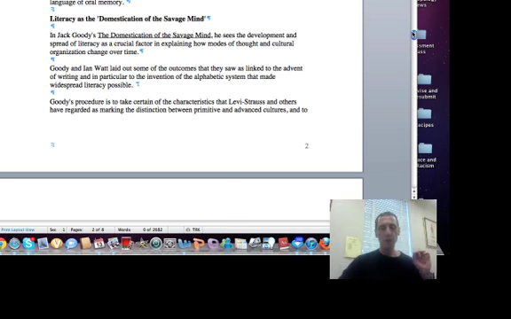literacy as a crucial factor in explaining how modes of thought and cultural organization changed over time. Goody and his colleague, Ian Watt, laid out some of the outcomes that they saw as linked to the advent of writing, and in particular to the invention of the alphabetic system that made widespread literacy possible.